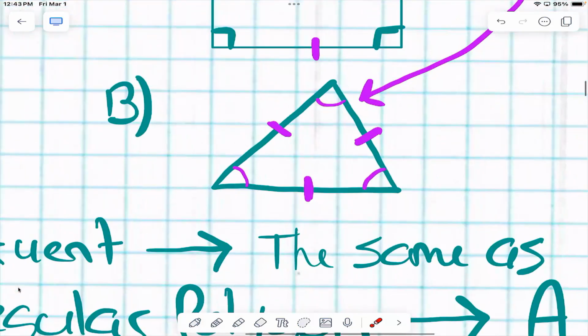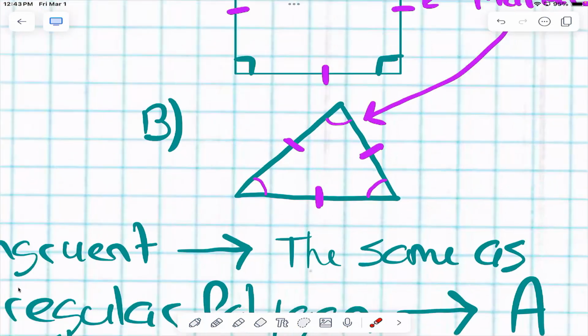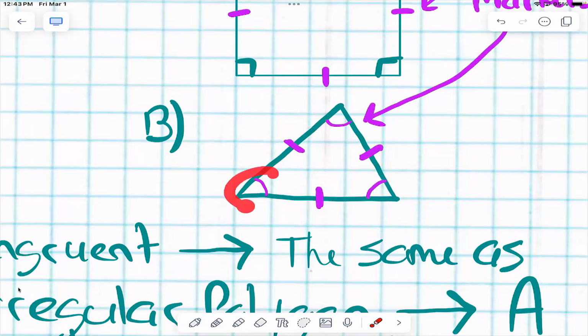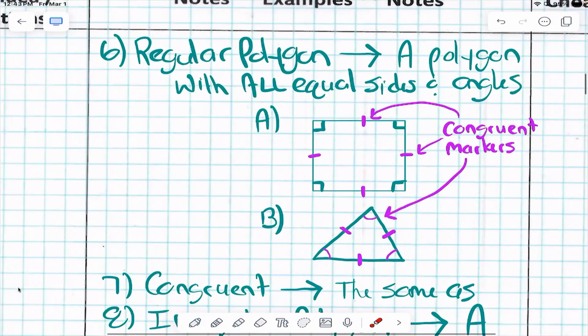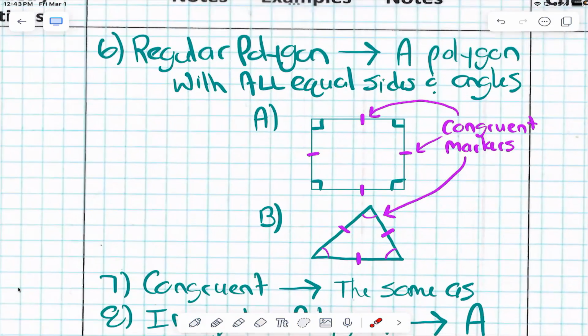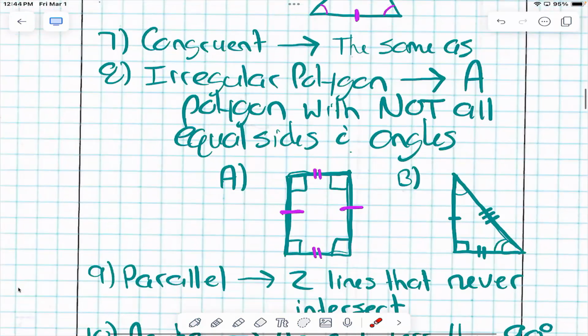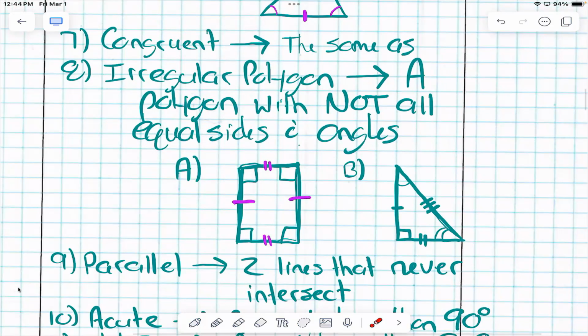Is this a regular polygon right here? Well, let's see. Is this side and this side and this side all the same? Yes. Because they all have the same congruent marker, right? Is this angle and this angle all the same? Yes. Because they all have the exact same congruent marker, right? So is it a regular polygon? Yeah, all of the angles and all the sides are the exact same, right? Congruent means what?